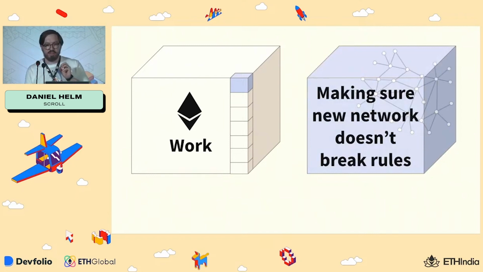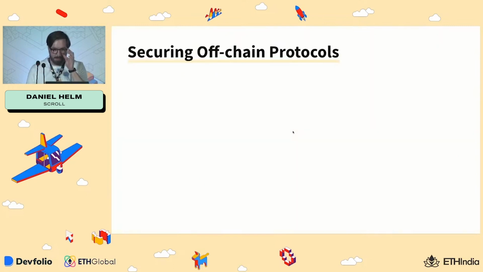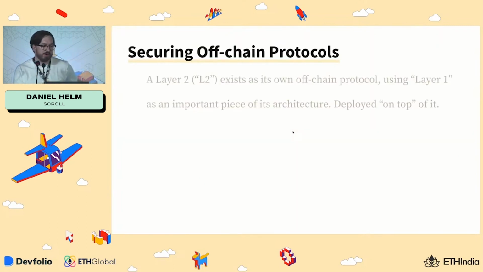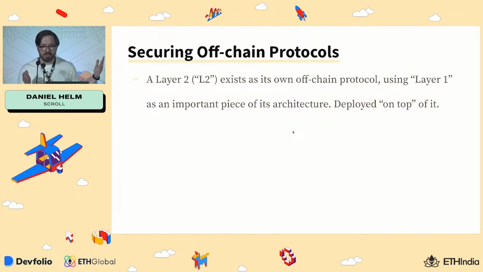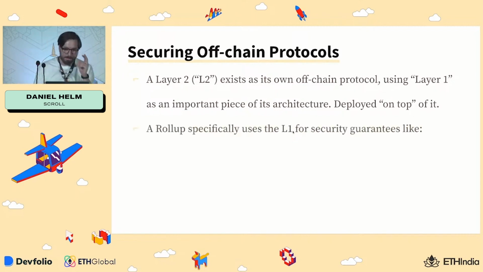and we just dedicated that to making sure that a different network was not breaking its rules, that something off-chain was not lying, cheating, or stealing, and a smart contract was able to consistently verify that. Well, this is the idea of securing an off-chain protocol using Ethereum. So a layer 2 exists as its own off-chain protocol using a layer 1 as an important piece of its architecture, and we say that it is deployed on top of it.